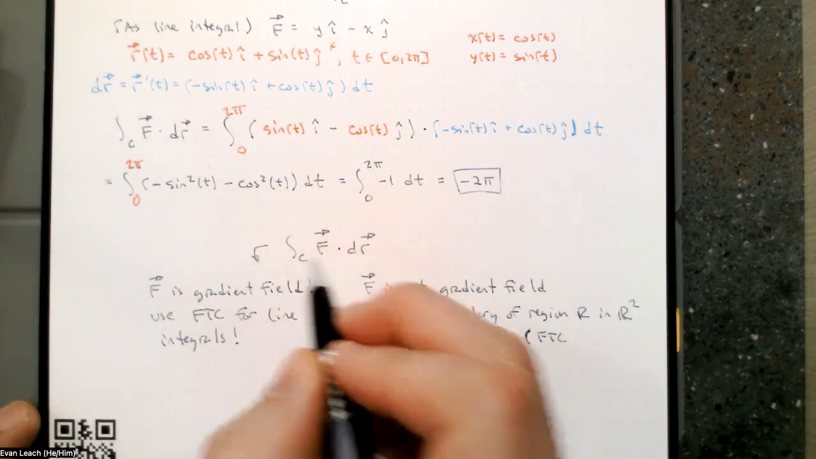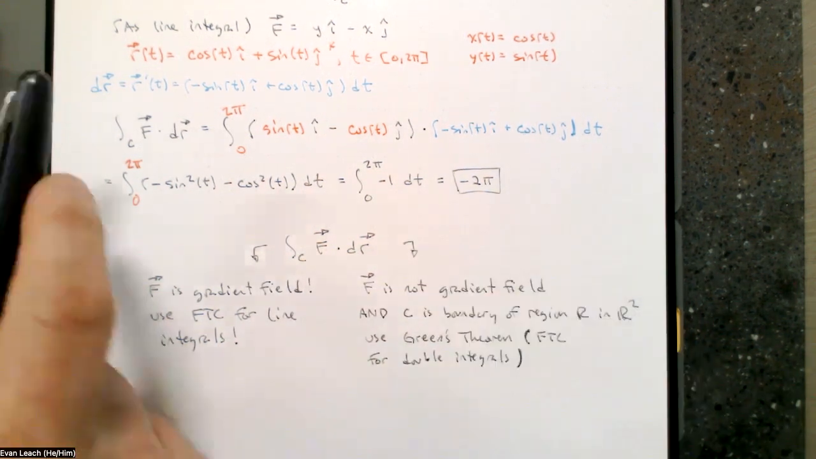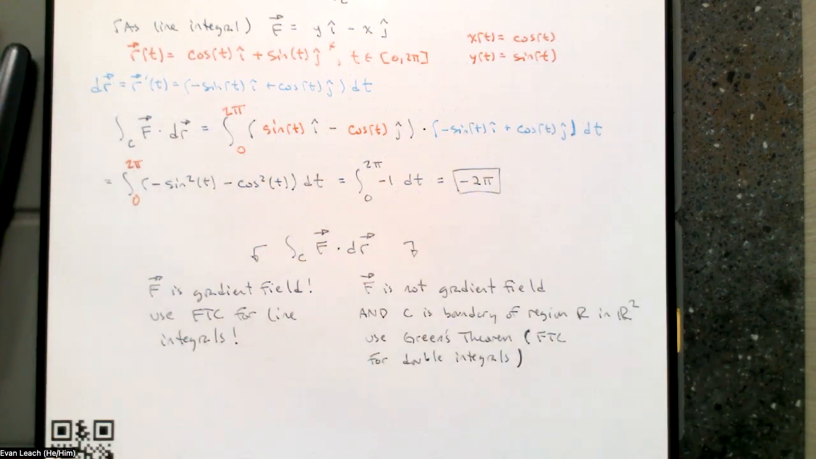So f is either a gradient field or it is not a gradient field. Now, if f is not a gradient field and we're in R3, then we have to do something else. You either have to calculate the whole thing directly or use some other as yet undiscovered theorem.